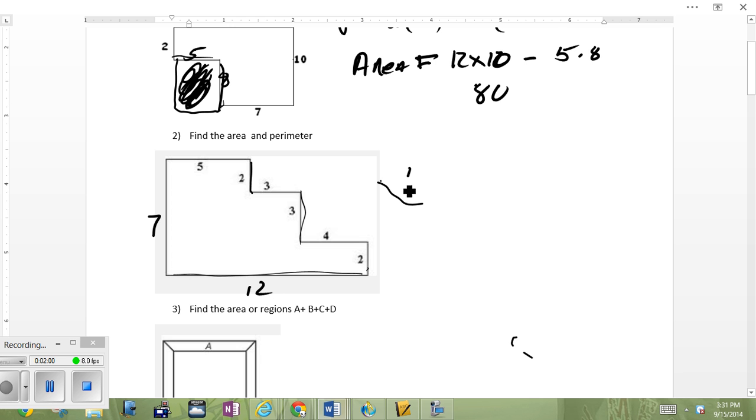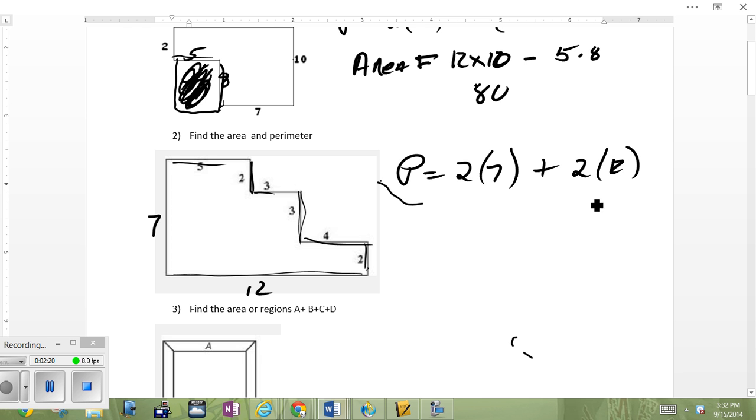So again, the perimeter here is going to be just a length of 7 here, but then this piece plus this piece plus this piece is 7, so that's 2 7s, plus, okay, this length is 12, but then this plus this is also 12, so it's 2 12s. Alright, so the perimeter is equal to 38.